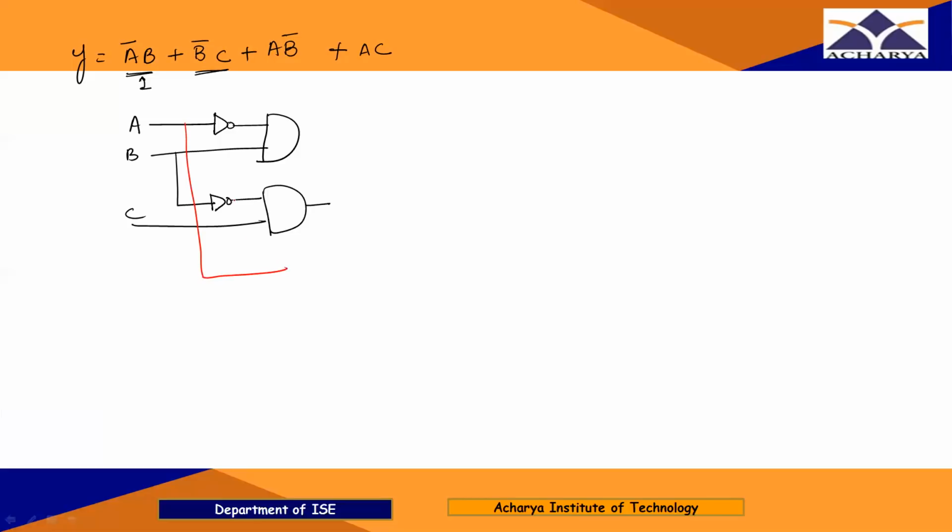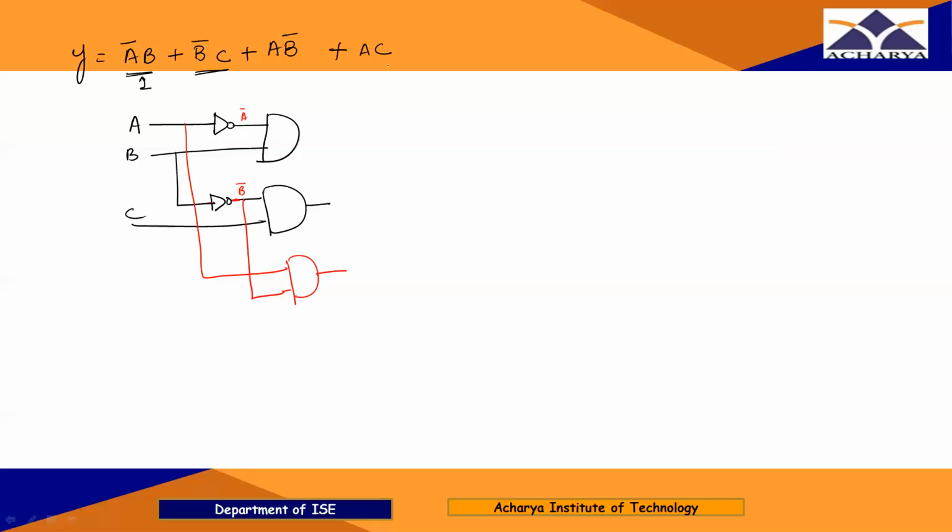A. So B bar, right? See here, I have B bar here. The input of this inverter is B. Obviously the output of this inverter is B bar, right? So here I am going to write A bar. So this is B bar.